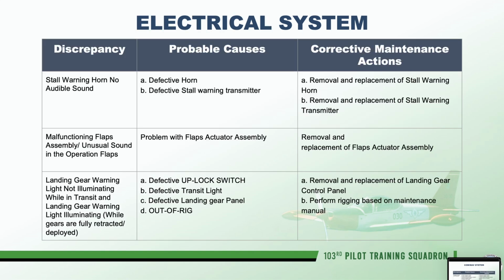Let's examine the electrical system, which is crucial for various aircraft functions. From safety warnings to actuator operations, we'll focus on electrical warnings and actuator issues, providing detailed troubleshooting steps to maintain system integrity. A silent stall warning horn can be due to horn replacement. The most straightforward solution is to remove and replace the horn. Transmitter replacement. If the horn is functional, the stall warning transmitter may be faulty and require replacement.